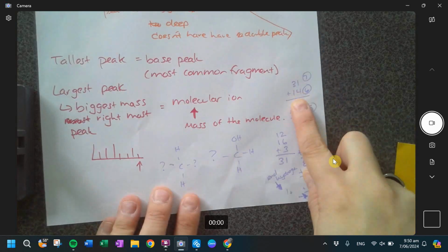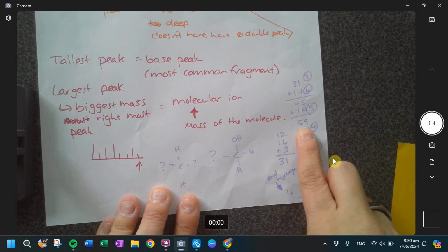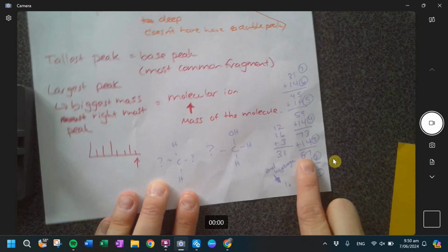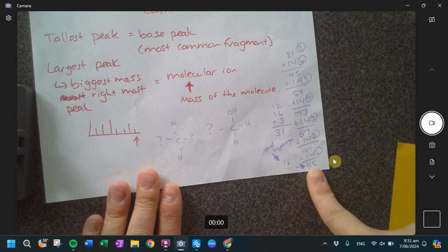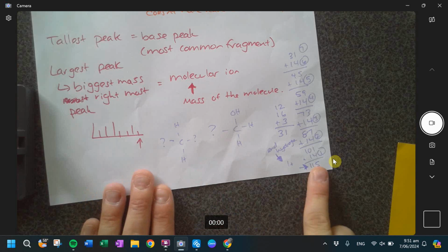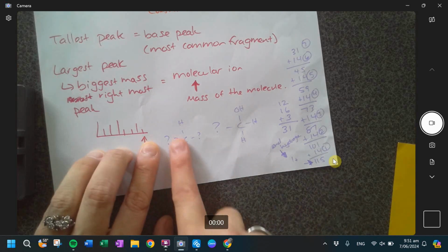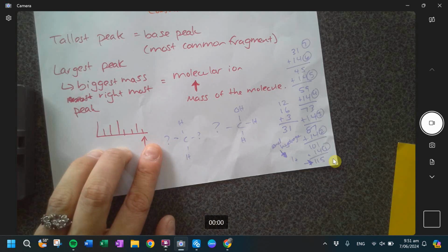So we started with the 31, I added 14, I got 45, add another 14, 59, add another 14, 73, add another 14, 87, add another 14, 101, add another 14, I'm at 115. So basically what that means is that I've now hit the end of the carbon chain, and I'm only one away, because at the end of the chain, I'm going to have another hydrogen there to finish the carbon molecule, and that's where that plus one's coming from.